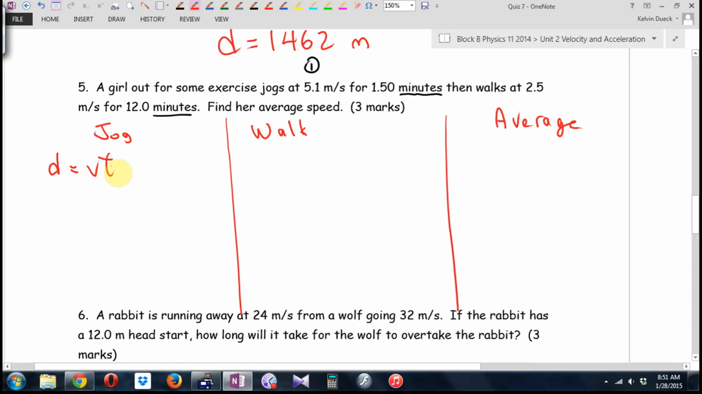So how would I get the v by itself? Divide by t, for both of these. So it's going to be the distance over, sorry, what am I doing here? I'm reading this wrong. They gave me the speed. They gave me the time. I think what I need to find is the distance.